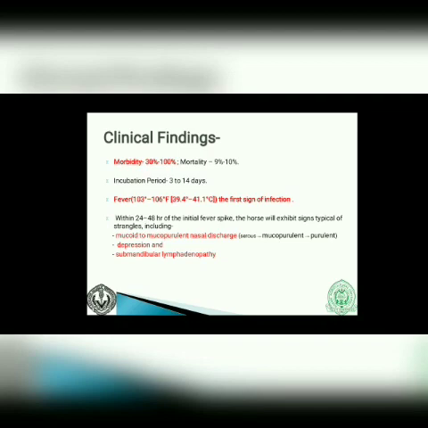Within 24 to 48 hours of the initial fever spike, the horse will exhibit signs which are typical to strangles, and they are: it will show mucoid to mucopurulent nasal discharge, and the nasal discharge will be serous at first, and later it will turn to mucopurulent, and then finally it will be purulent in nature. The horse will also show depression and submandibular lymphadenopathy, that is, the lymph nodes below the mandible will be swollen or enlarged.